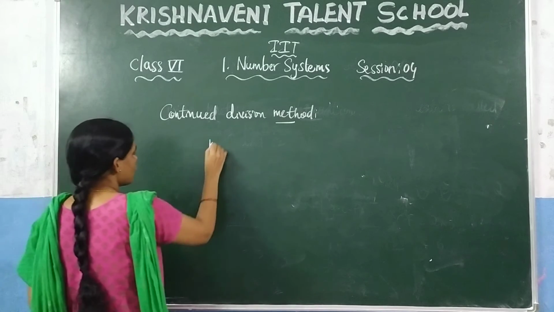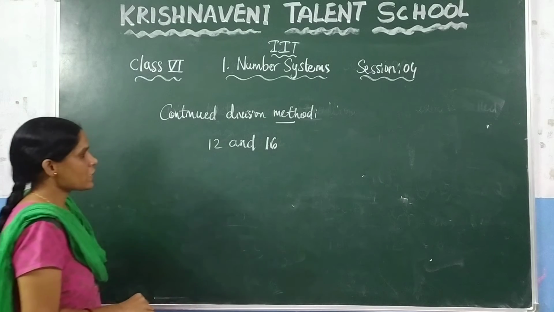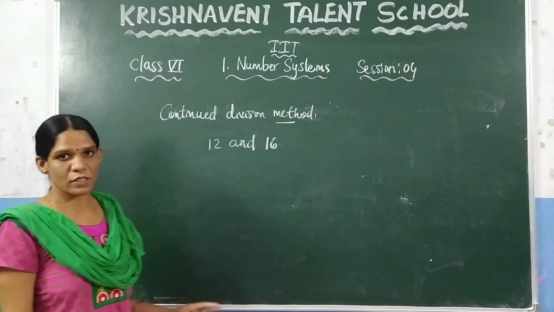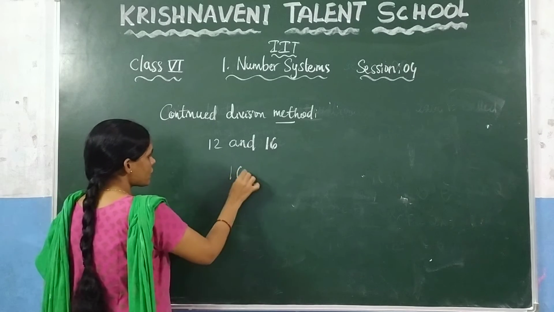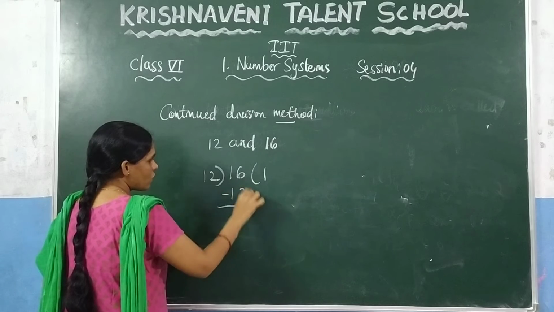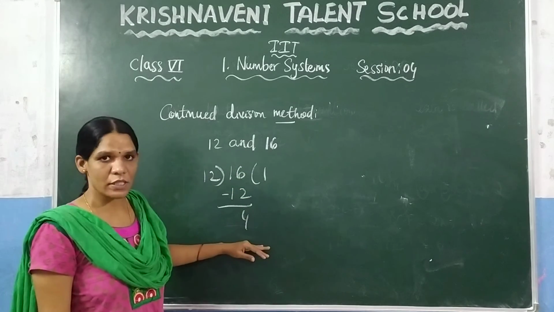Let us consider 12 and 16. If you want to find the HCF of 12 and 16, what is the first step? You need to divide the largest number by the smallest number. So divide 16 by 12. You know that 12 ones are 12. What is the value of 16 minus 12, which gives you 4? Here you can observe that the remainder is not 0.